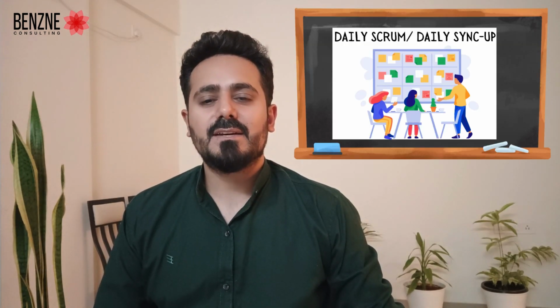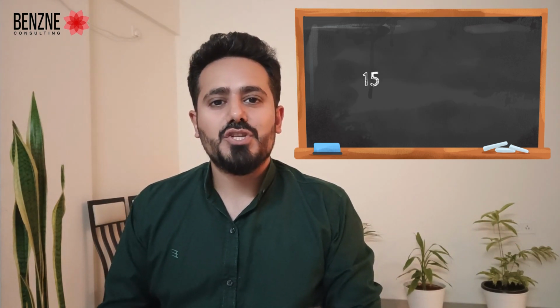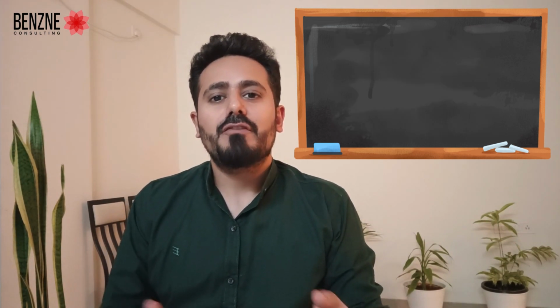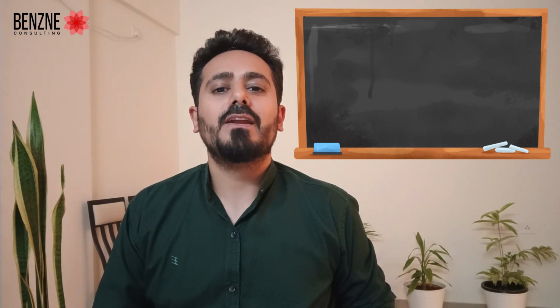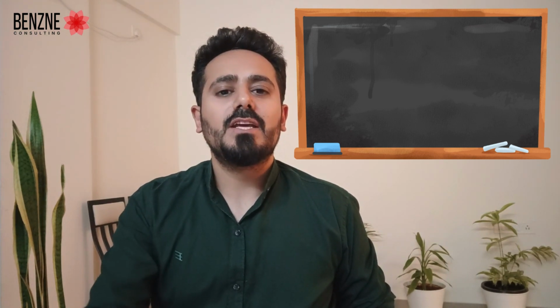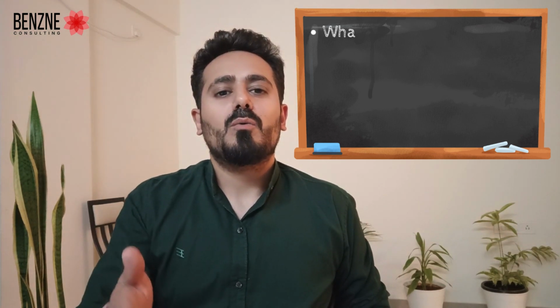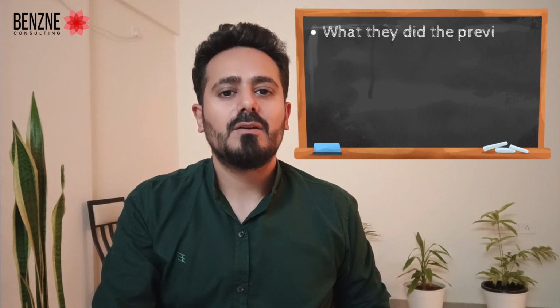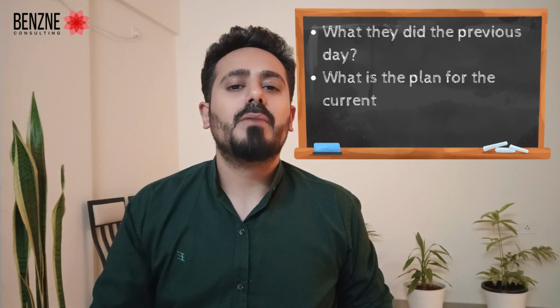Next is daily scrum or daily sync up. A daily sync up is a short 15 minutes meeting where all the developers and Scrum Master meet every day to track the progress and understand how much work is remaining by knowing from each of the team members 3 questions. That is, what they did the previous day, what is the plan for the current day, and if there are any impediments or blockers.